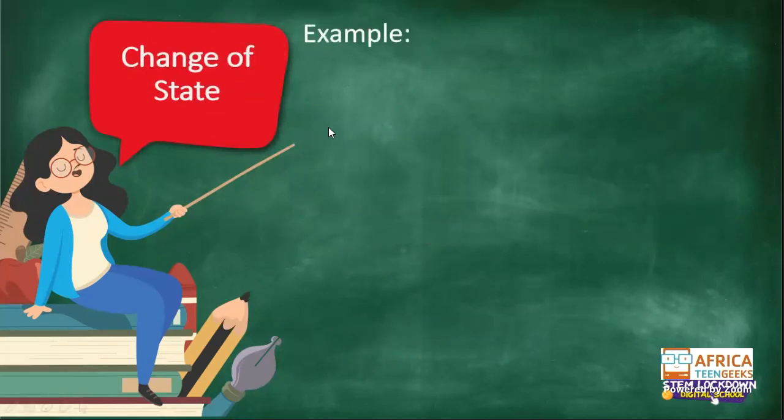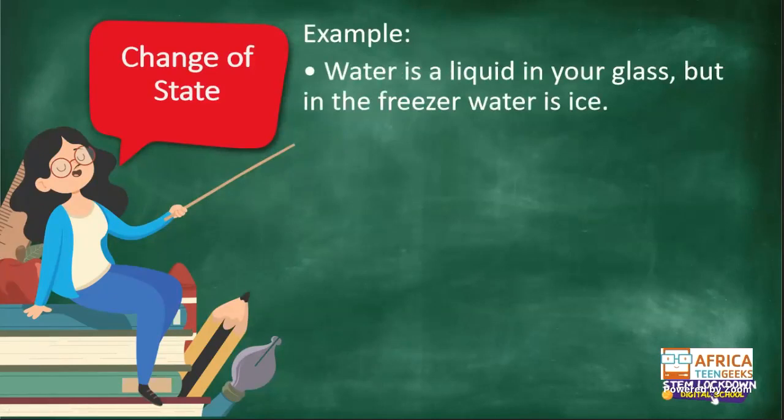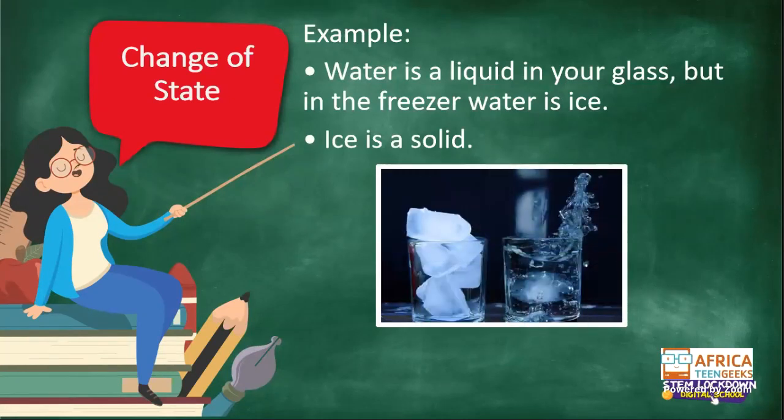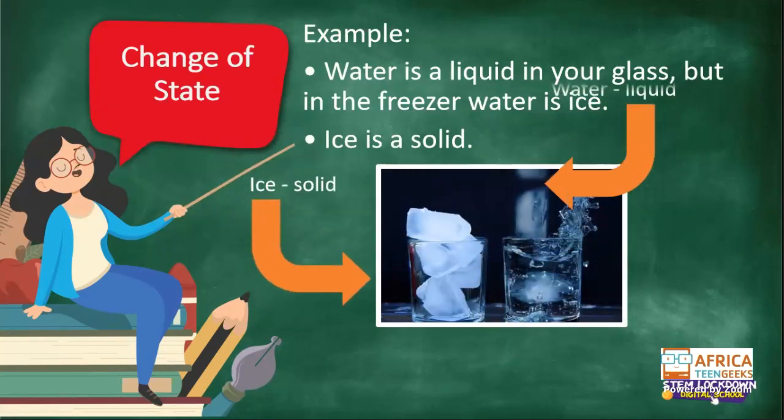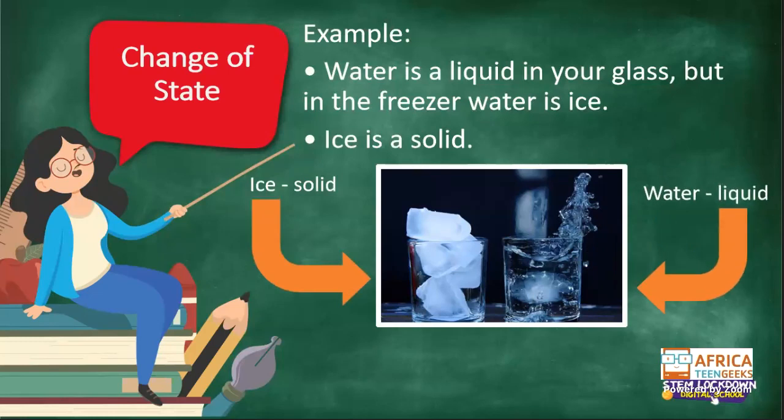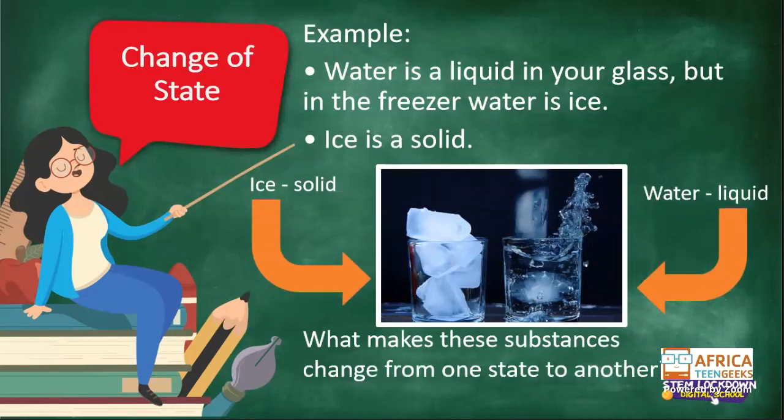Let's look at change of state. Now an example, like we used on the previous slide, water is a liquid in your glass, but in the freezer, water is ice. Now water and ice are made of the same things, but it can change. It can be a liquid or it can be a solid. Ice is a solid, there you go. But water that's made of exactly the same thing as ice can be a liquid. Now, what makes these substances change from one state to another? And what does it look like inside?